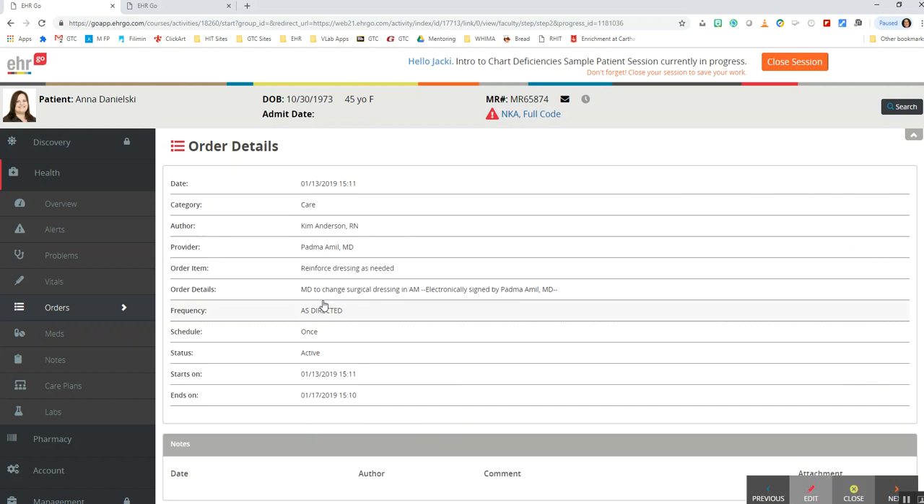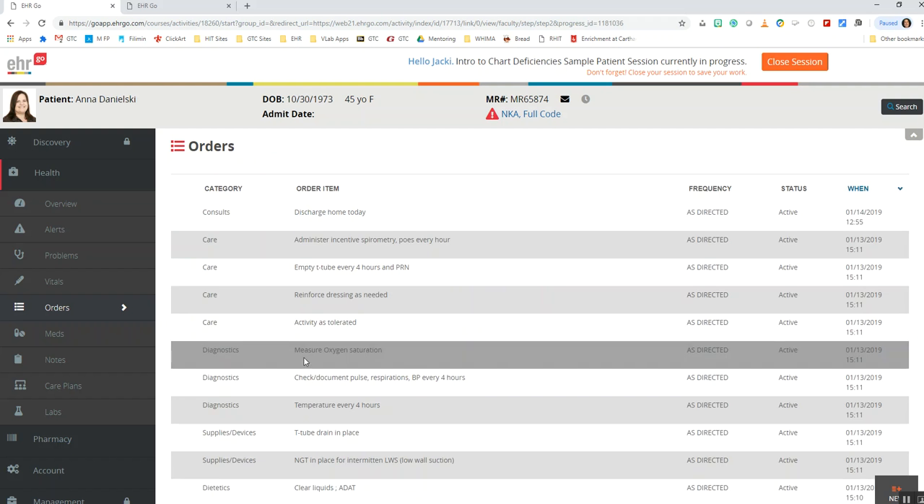Now let's just take a look at one of these. Notice that the author, the person who's entering the order, is not always going to be the ordering person who would be the provider, but the ordering provider is going to be the one who's going to sign the order. So nurses can write the orders, but the physician has to actually sign the order.